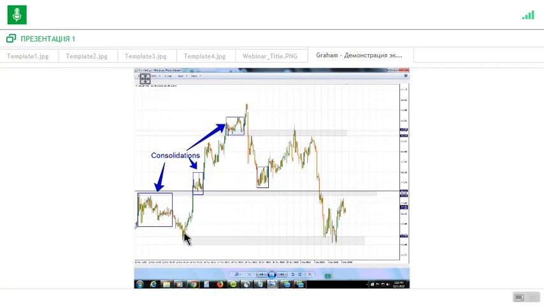So we move to the next screenshot. We have this one here. This is a big trend up. Then there is this consolidation. We also have another trend up. Then there's another consolidation. Then price moved up. Then you see this consolidation here.